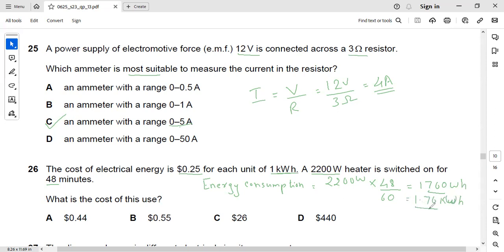So this is your energy consumption. For 1 kilowatt hour, we know it is $0.25. So for 1.76 kilowatt hours, what will be the cost? The cost will be equal to $0.25 times 1.76. That can be written as 0.44. So the right answer is $0.44.